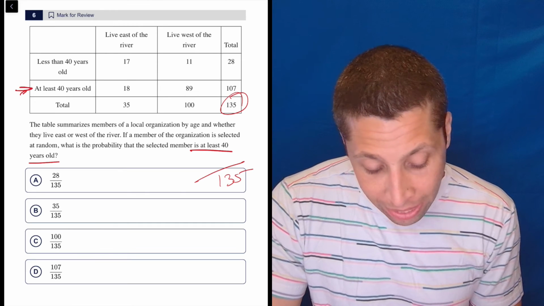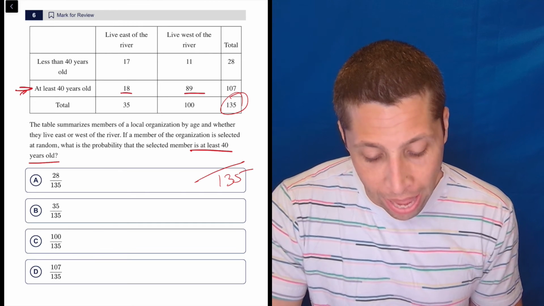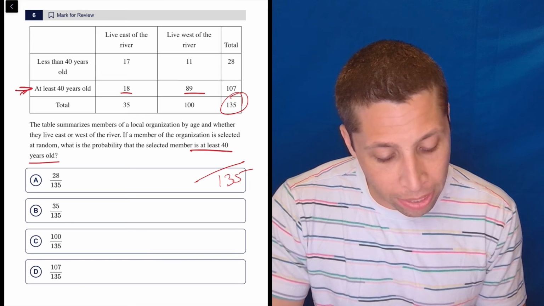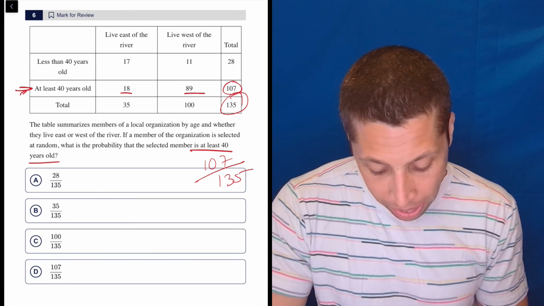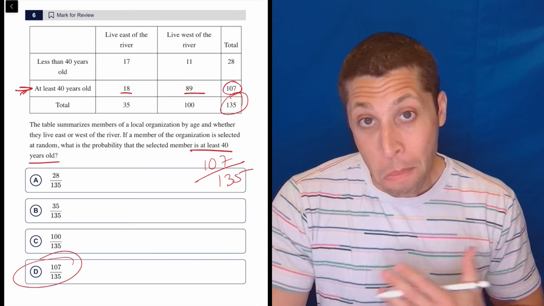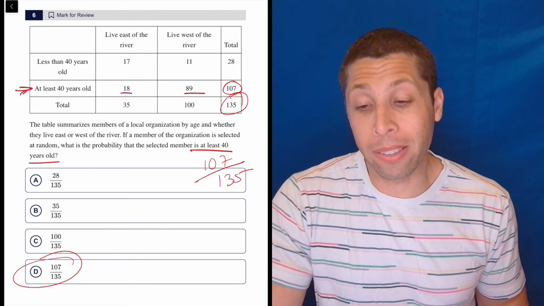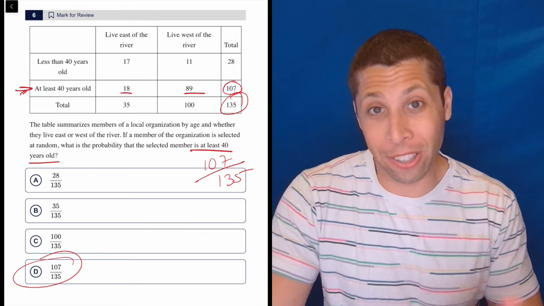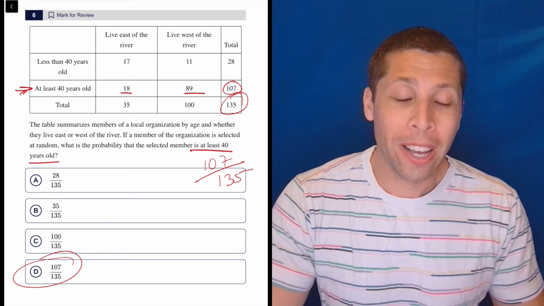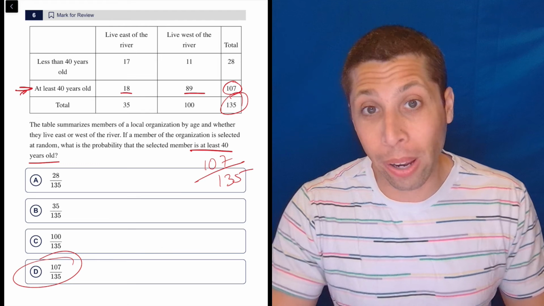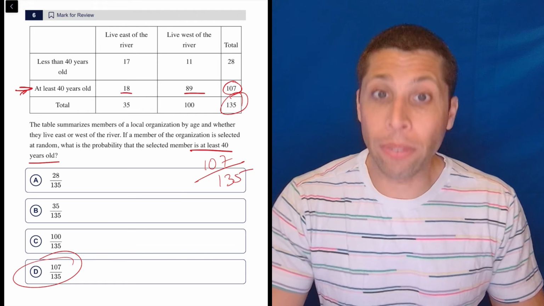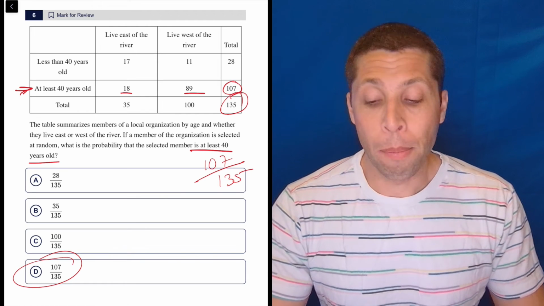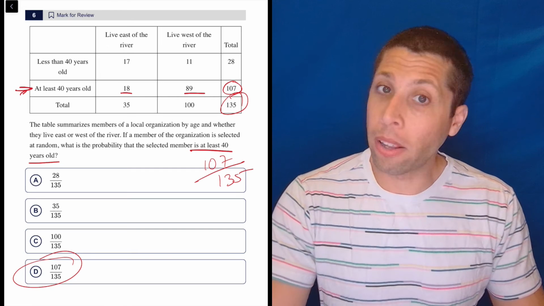So at least 40 years old is this row. If they didn't do this, we would need to add the 18 and the 89, but they do that for us. That's the 107. So 107 out of 135 is an answer. I don't need to reduce it because either it can't be reduced or they just don't bother to do that here. So you could put it in Desmos if you needed to and try to reduce it easily, but no need here. So this is a straightforward probability question, but we always need to be on the lookout, right?